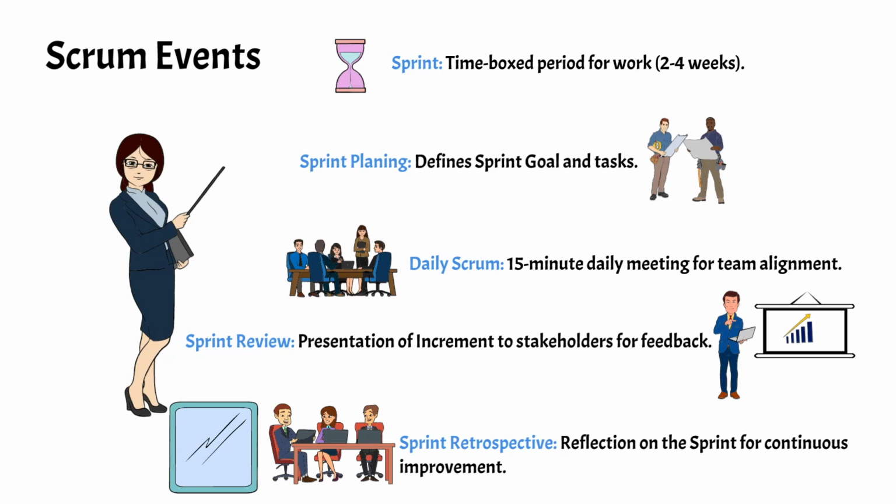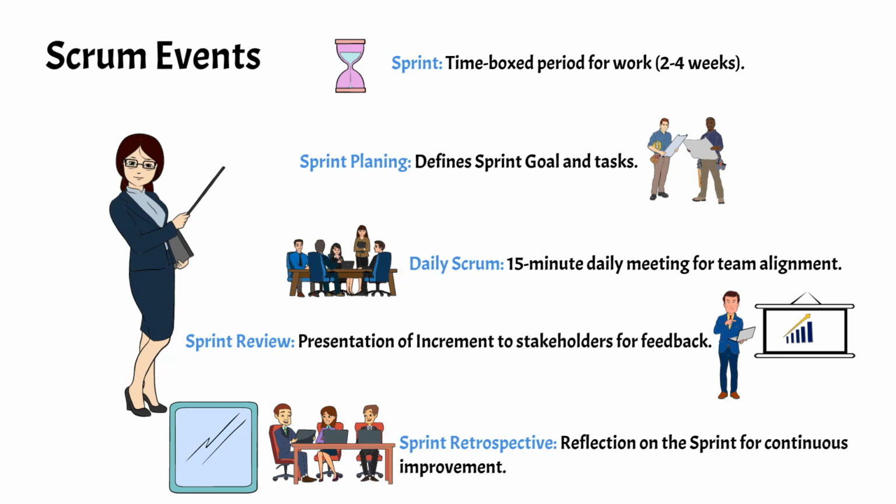The team discusses what they did yesterday, what they plan to do today, and any obstacles they face. This keeps the team aligned and allows for quick course corrections. Sprint Review: at the end of the sprint, the team presents the increment to stakeholders in a sprint review meeting. This is an opportunity for stakeholders to provide feedback, which is then added to the product backlog for future consideration.